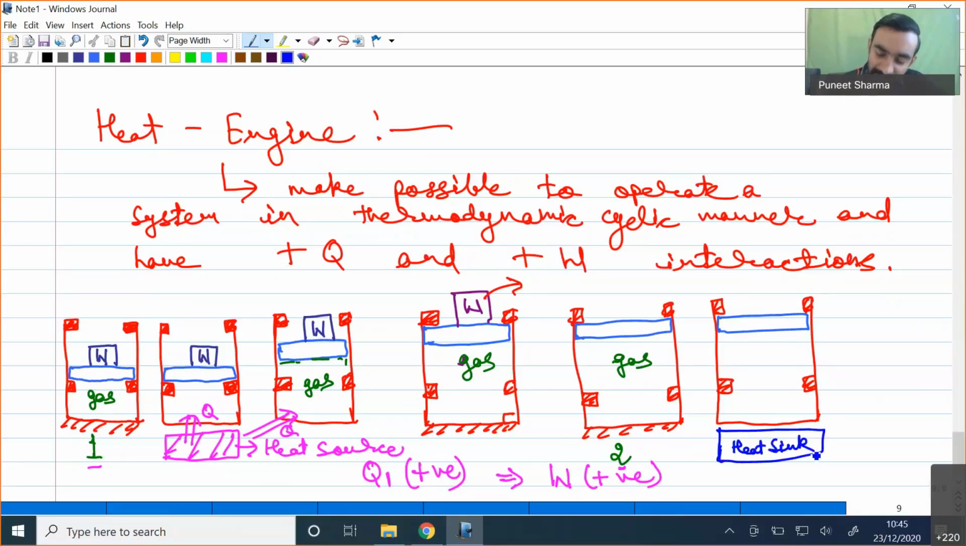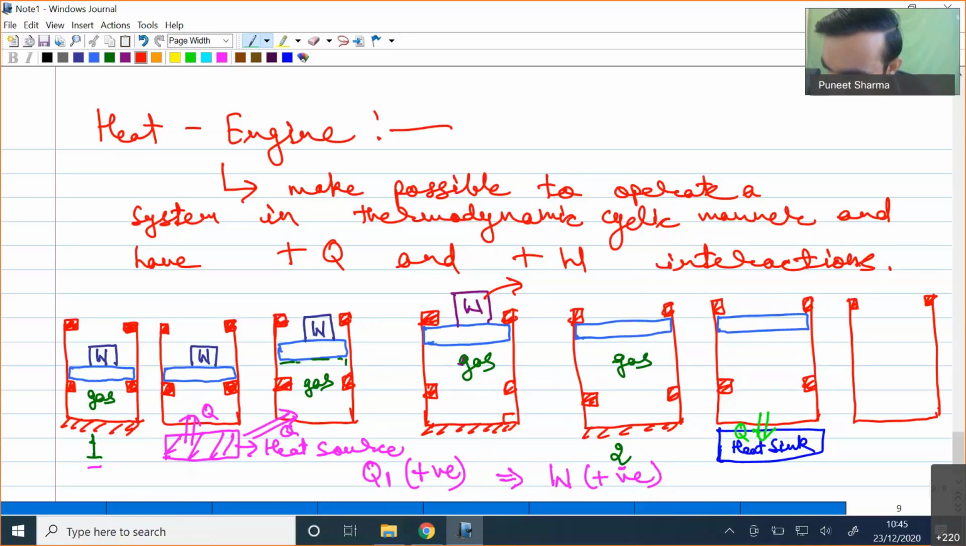So while we are having a heat sink over here, what will be happening? Now we will be having some transfer of heat from system to the heat sink. And after this heat transfer is completed, we will be finding that because of this heat transfer, our energy content of the system will be decreasing.